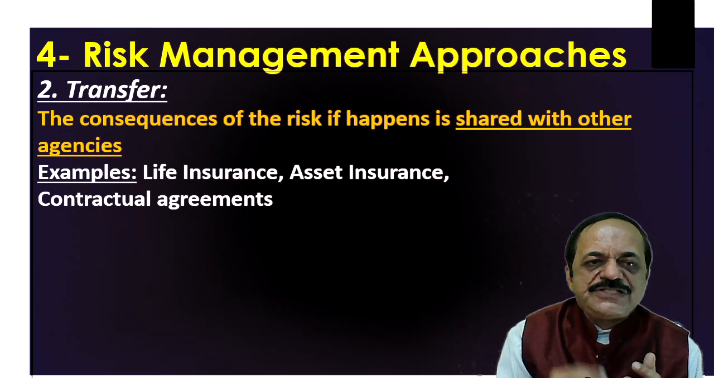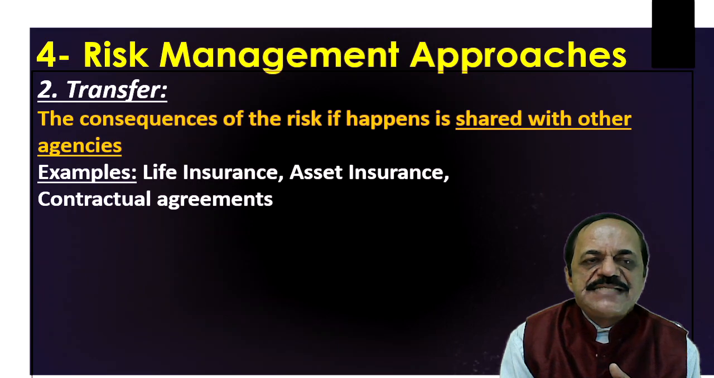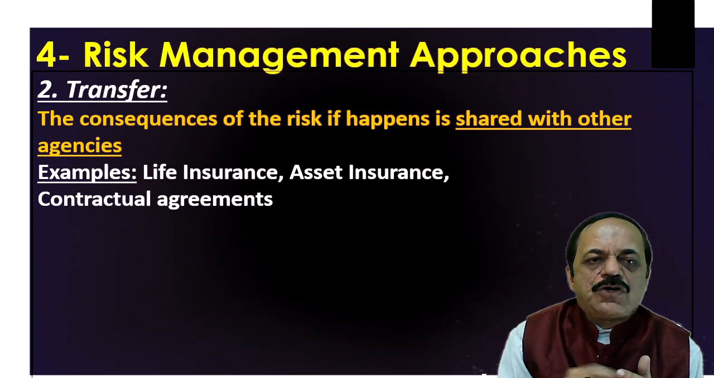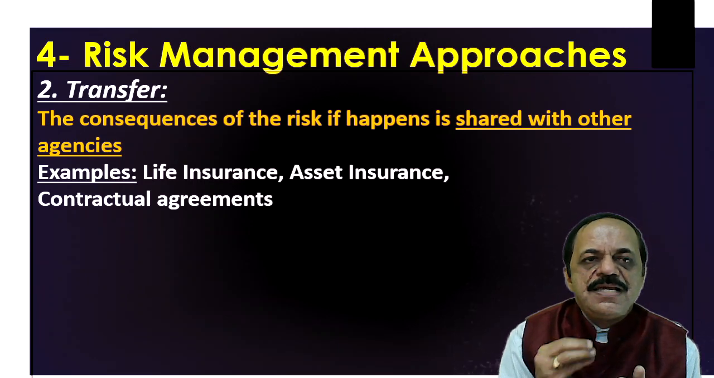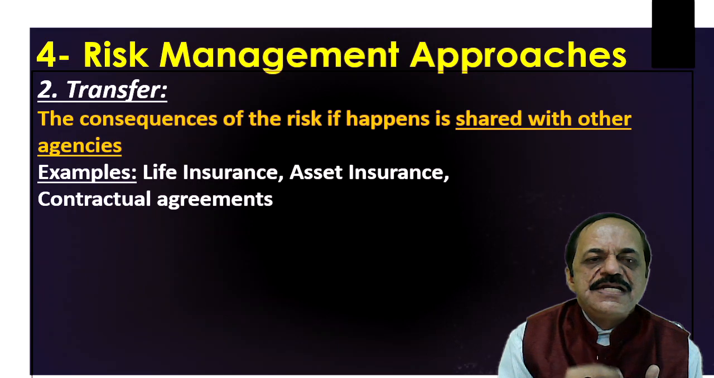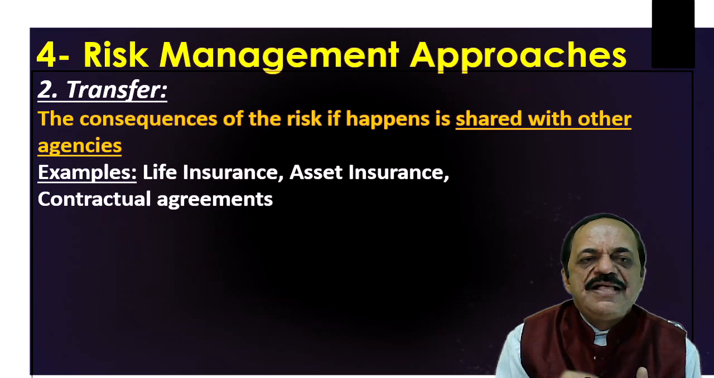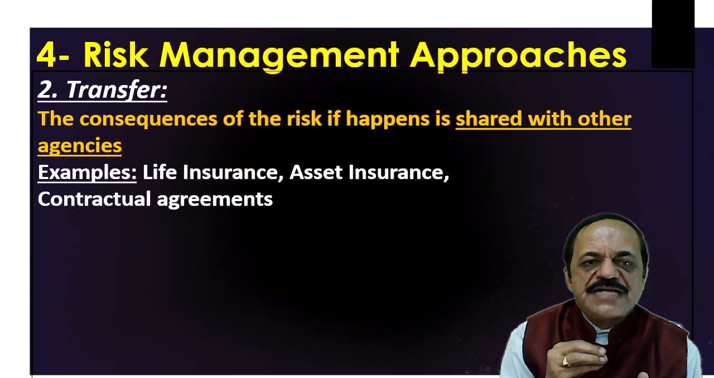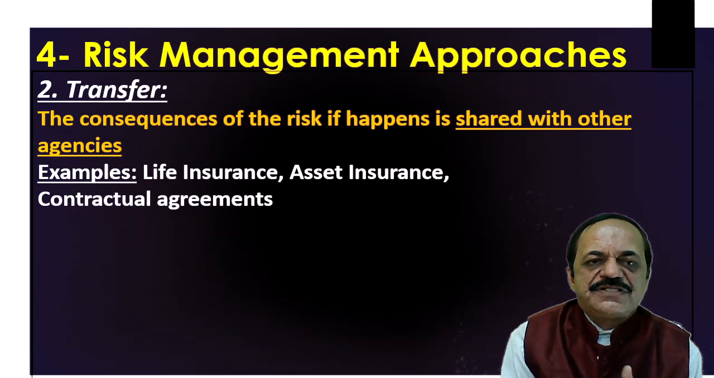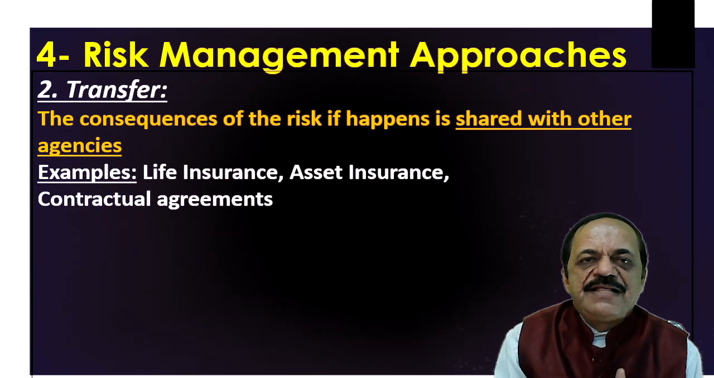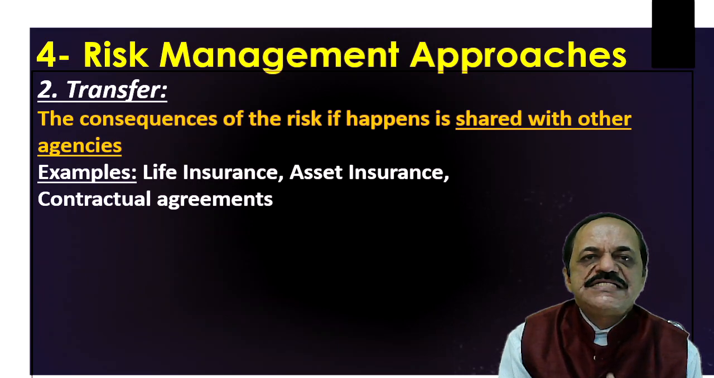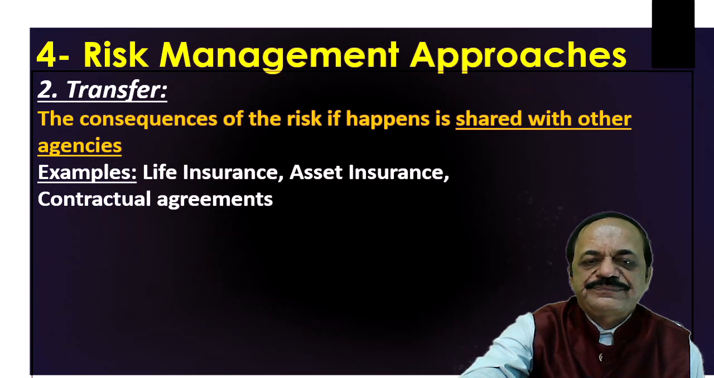There are contractual agreements to transfer the risk. For example, there could be a contractual agreement between the customer and the provider that if so and so risk happens, the cost of the risk, the damage of the risk, will be shared equally between the two agencies. Or it can be an agreement between a technology transfer agency and a manufacturer that if so and so risk happens at the customer's place, the damage will be shared between these two agencies equally.